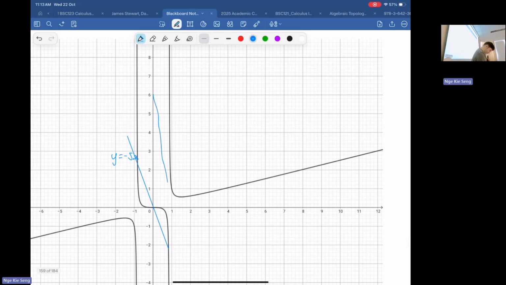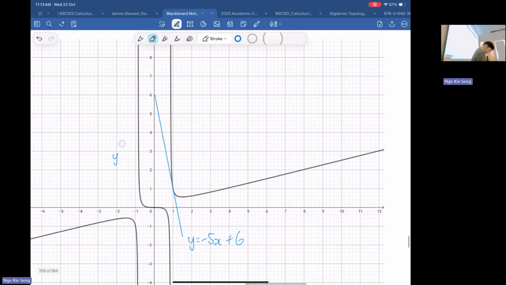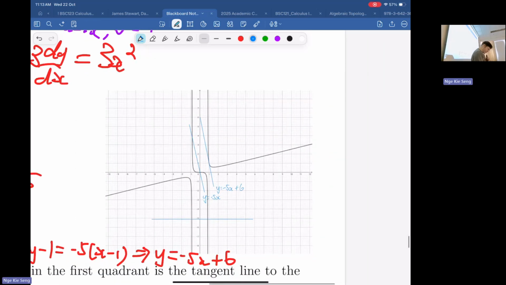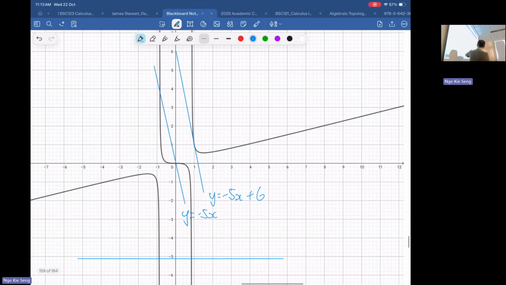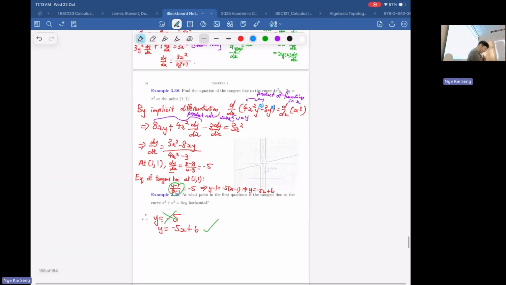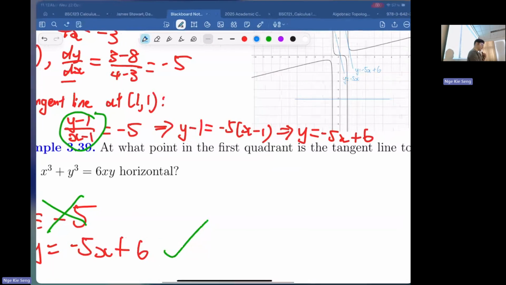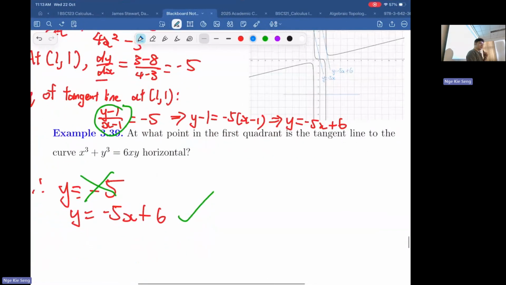So you go from 6 all the way to this one, and this one is y equals -5x plus 6. And if you forgot the x on your -5, it's just horizontal. Make sense?